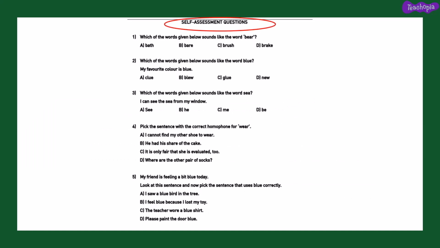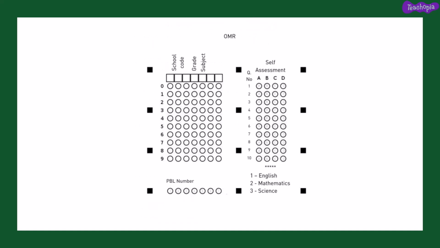These questions help the teacher understand if the learner has understood the concept of homophones sufficiently. Allow learners to attempt these questions. And finally, attempt the OMR sheet, where learners can practice shading the answers in the sheet to help them understand how they can answer for competitive and future exams.